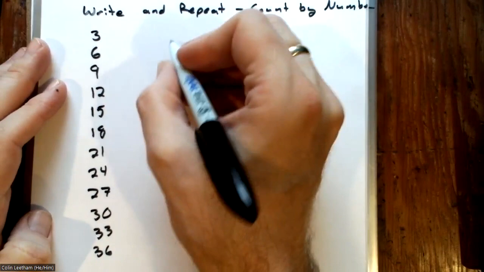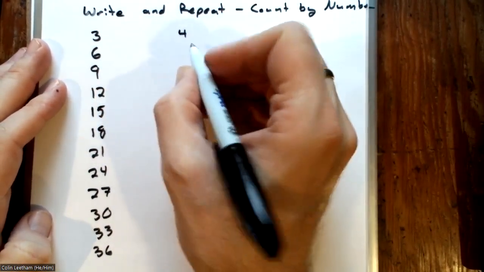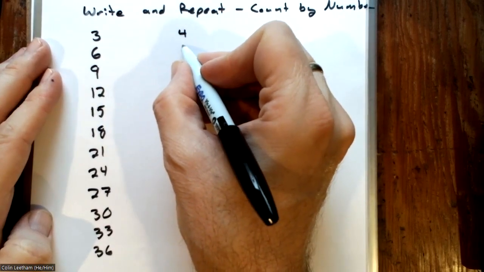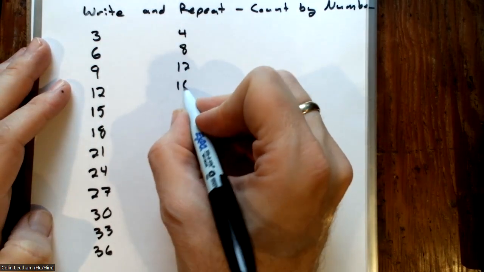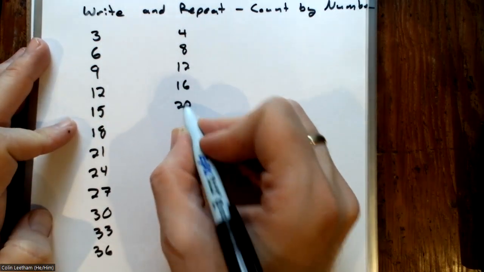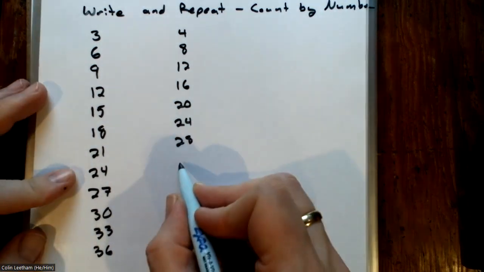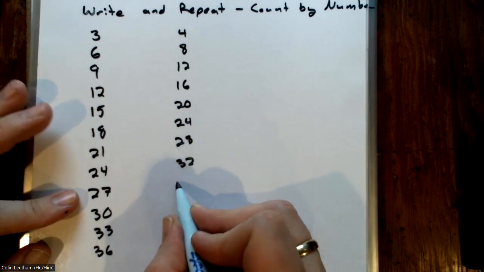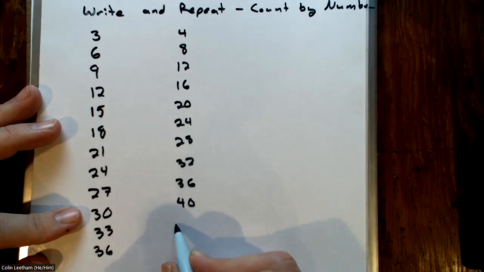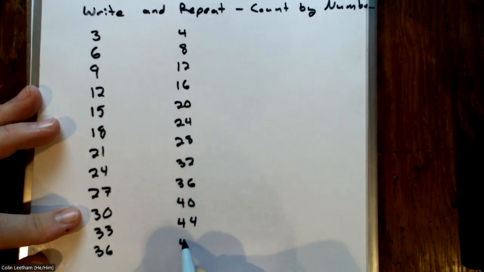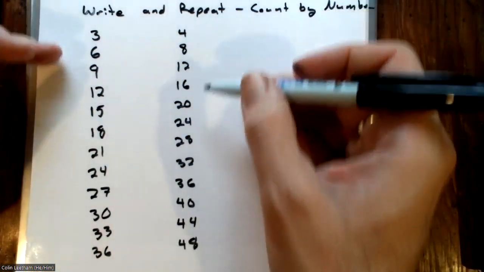Same thing happens with your fours. If I'm doing my fours, of course, the first one we start with is 4. 4, 8, 12, 16, 20, 24, 28, 32, 36, 40, 44, and 48. So these are the things that can really help you memorize.